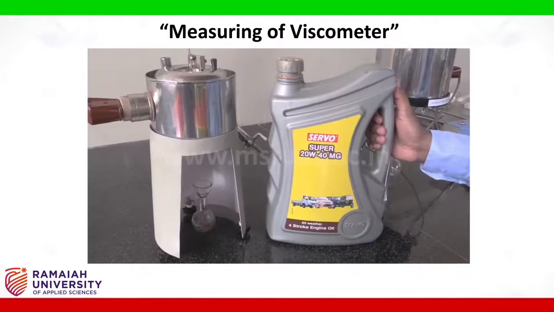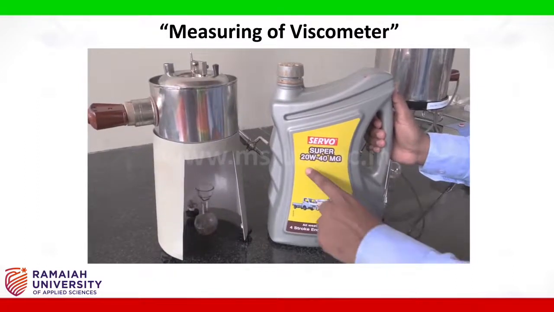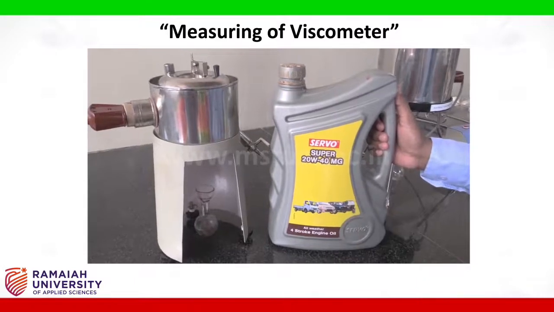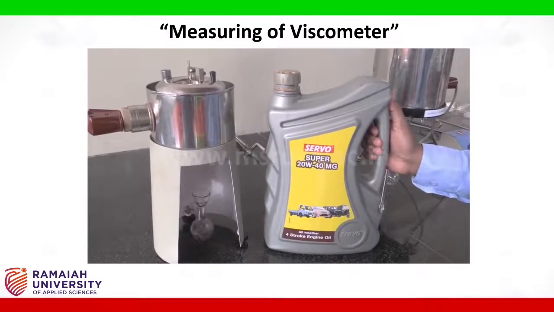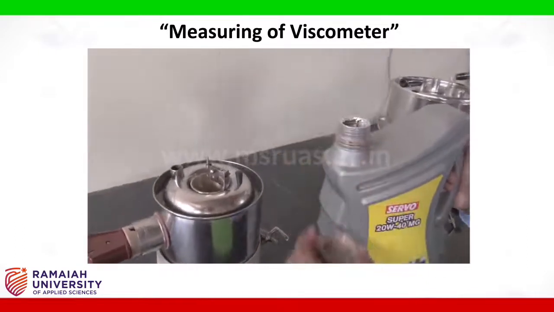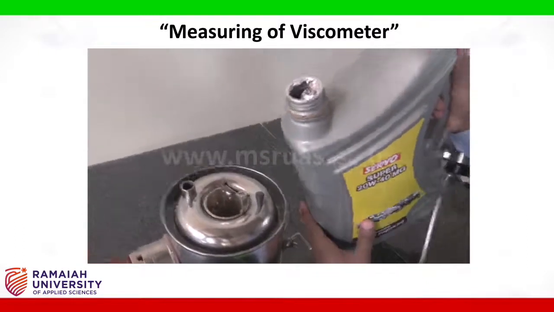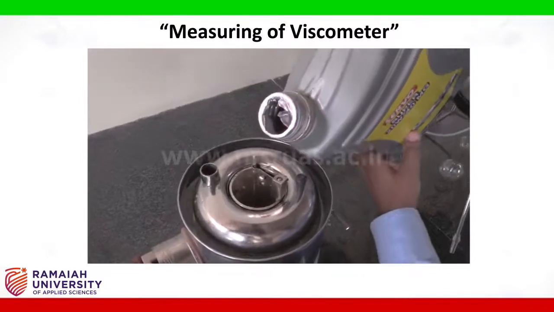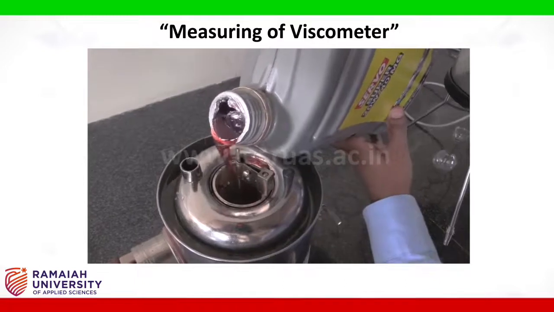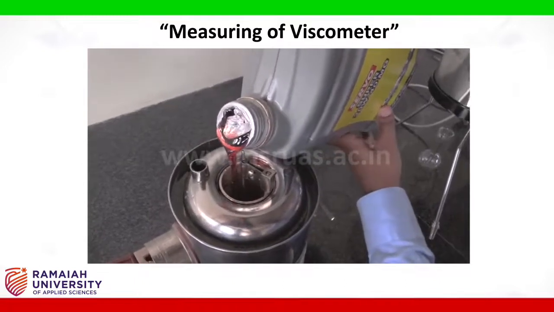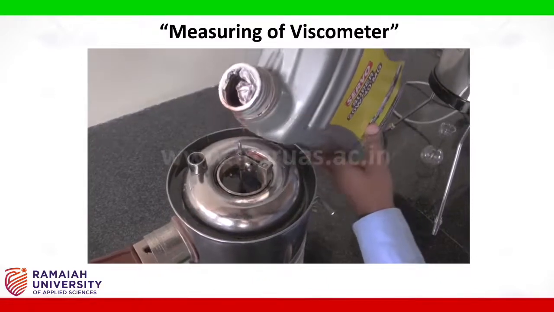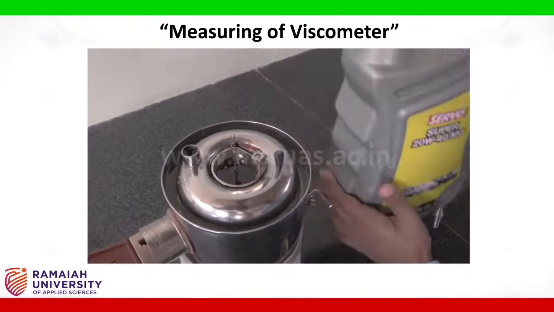We shall take the 20W40 SAE oil, which is used for 4-stroke engine lubrication. Let us calculate the viscosity of this oil. First, we need to pour the oil into the oil cup. The oil has to be filled up to the marking given in the oil cup.